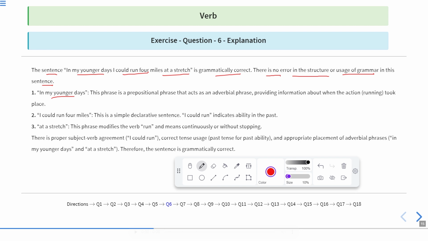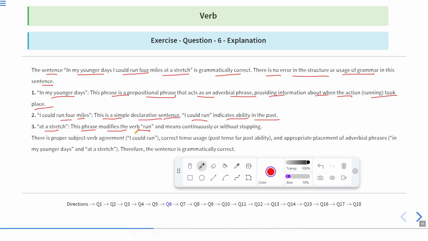In my younger days, this phrase is a prepositional phrase that acts as an adverbial phrase, providing information about when the action running took place. I could run 4 miles. This is a simple declarative sentence. I could run indicates ability in the past. At a stretch, this phrase modifies the verb run and means continuously or without stopping.